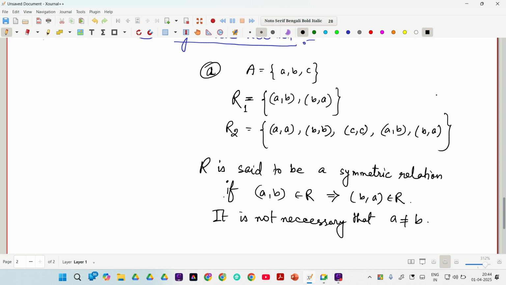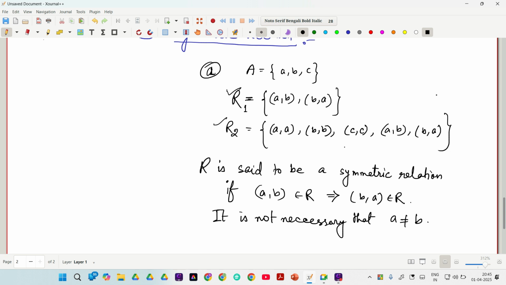Now tell me, is R1 a symmetric relation? Yes. Why? Because from the definition, A comma B belongs to R should imply B comma A belongs to R. This is the simplest form of the symmetric relation. Tell me, is R3 a symmetric relation or not? Yes, it also contains A, B and B, A.